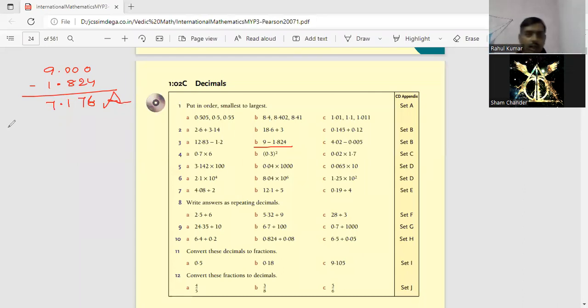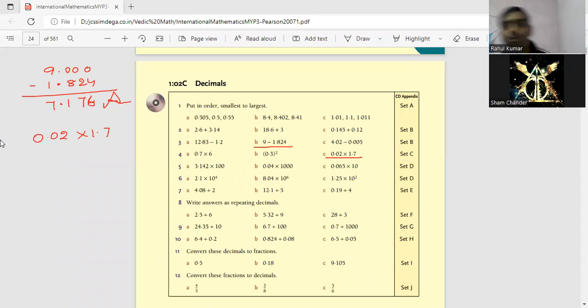Is there any other question? Yes, sir. The next question in decimal is 4C, sir. You need to just multiply 0 decimal 02 times 1 decimal 7.